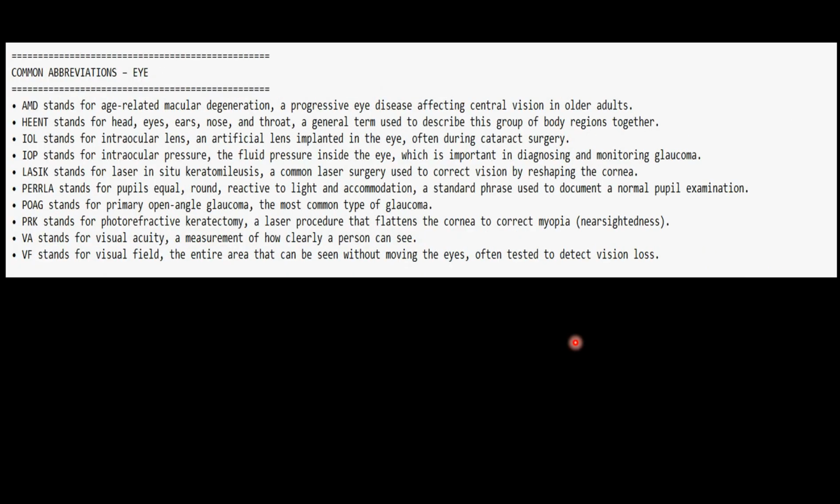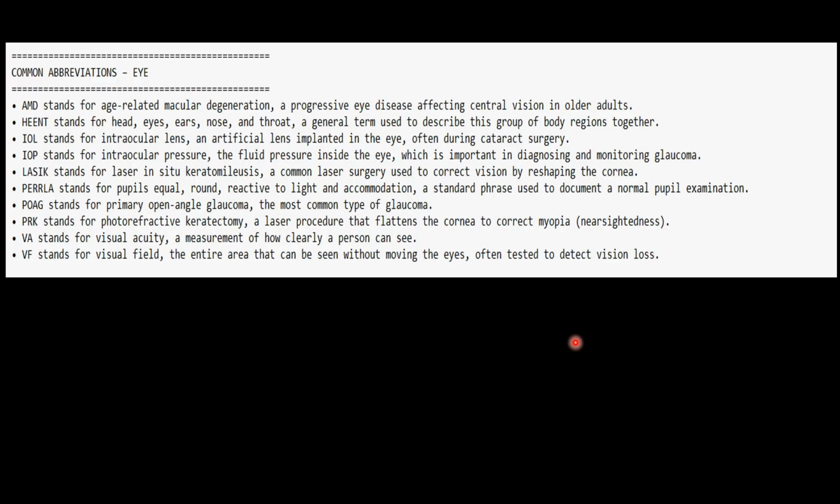Now we will conclude the session, but before that let's talk about some of the common abbreviations related to the eye that will help us understand things properly when we are documenting. Okay, so you can see here AMD, which stands for age related macular degeneration, a progressive eye disease affecting central vision in older adults. Clear?